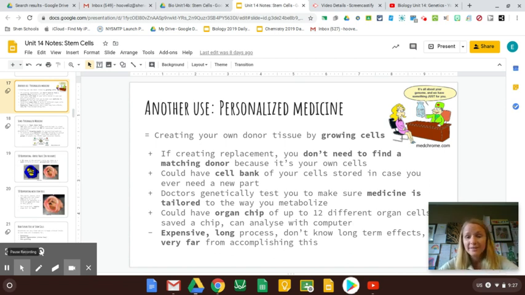You could have medicine that's tailored and works perfectly for you. You could even have an organ chip, almost like a chip in a computer that has all your cells saved in it in case you ever need it. The downside of this is that it'd be so expensive to have special medicine for every single person. It would take so long. We don't know the long term effects, and we're really far from accomplishing this.